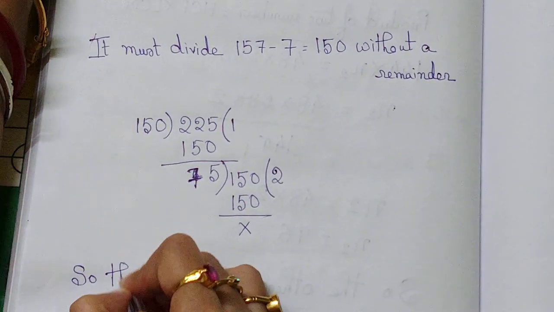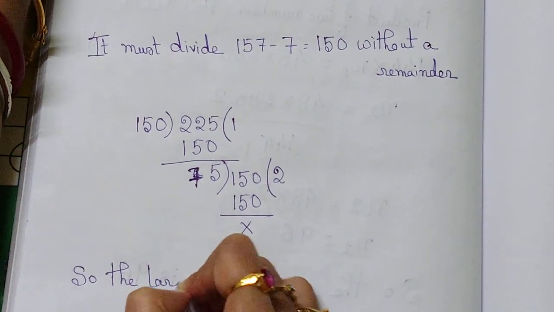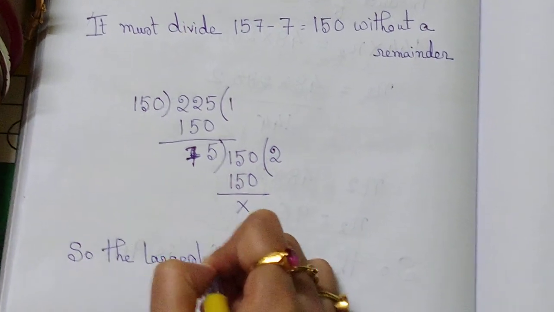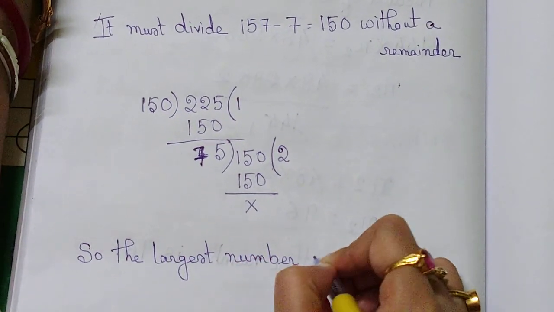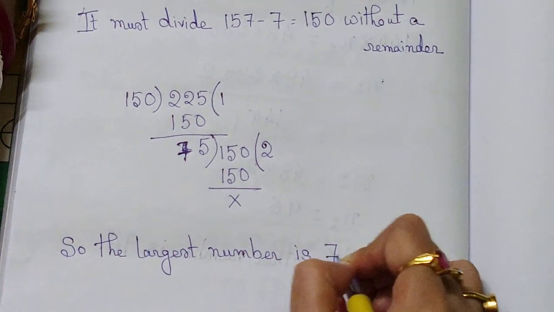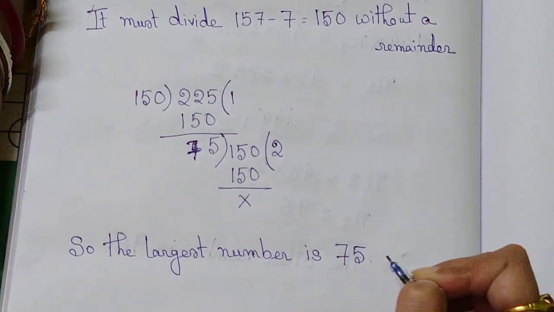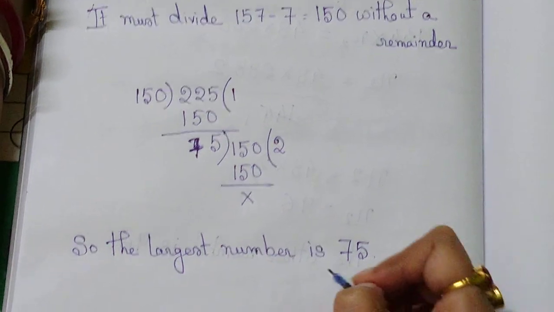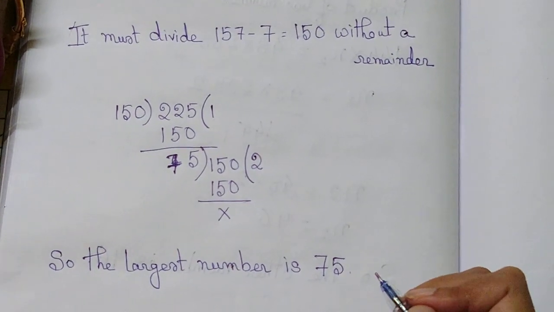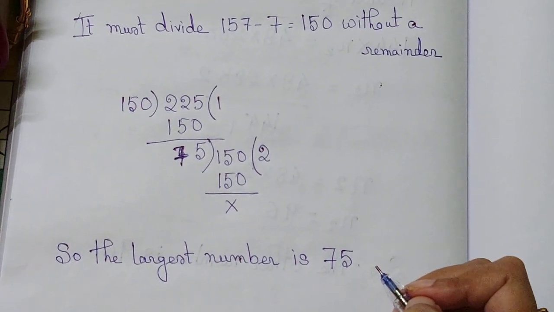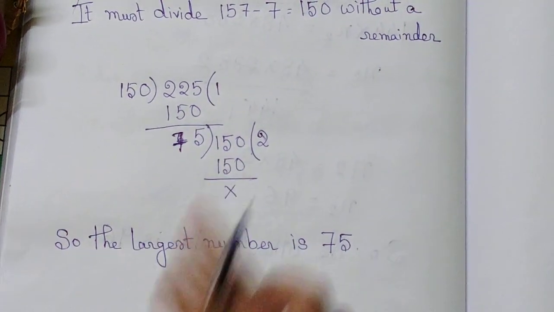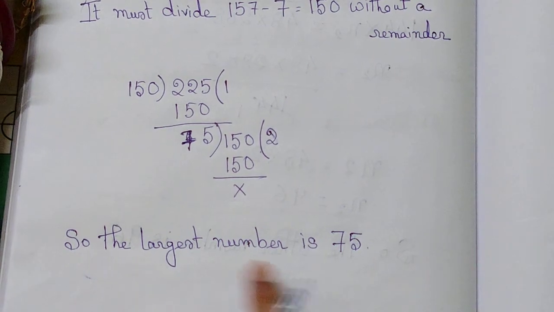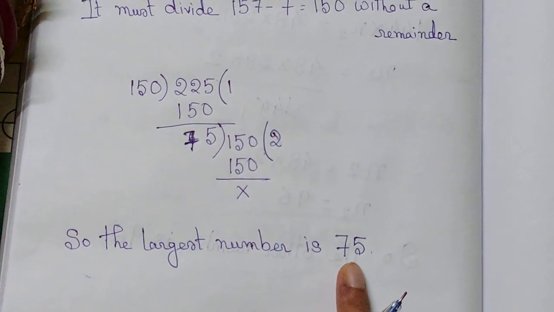So the largest number is 75. If in the question it would have been smallest number, then we would have done LCM. But in the question, since it's mentioned largest number, I have done HCF. So my final result is 75.